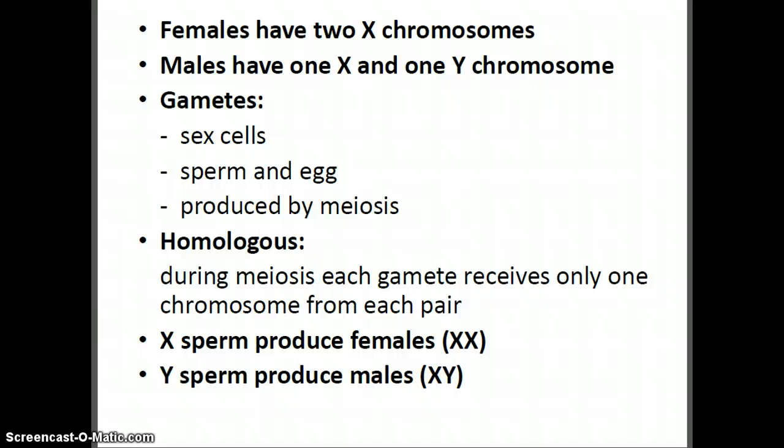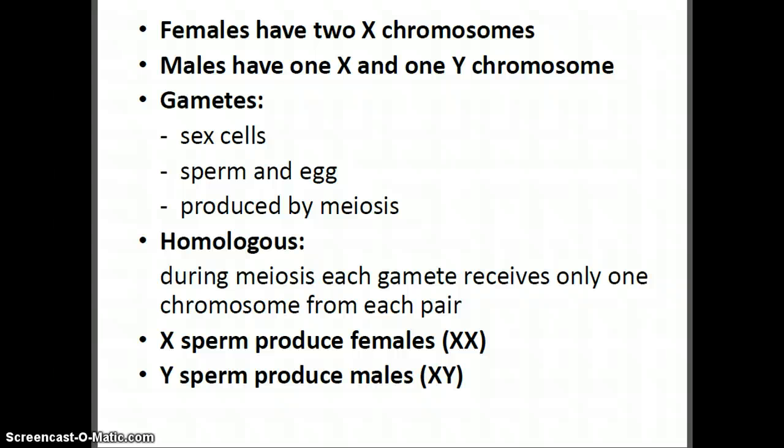All right, just a little bit of review. Females have 2 X chromosomes. Males have 1 X chromosome and 1 Y. Gametes are sex cells, sperm and egg. They are produced by meiosis. And homologous chromosomes are chromosome pairs.